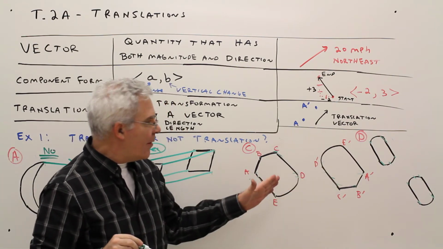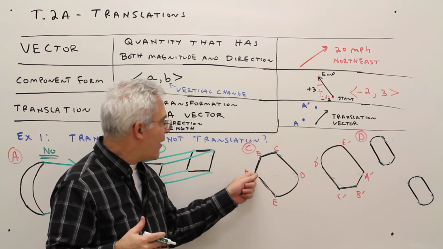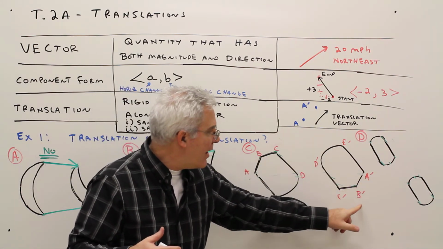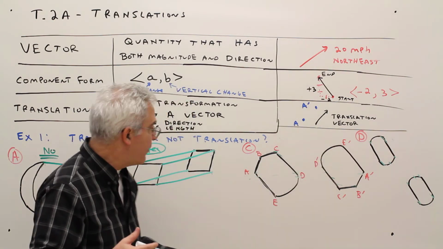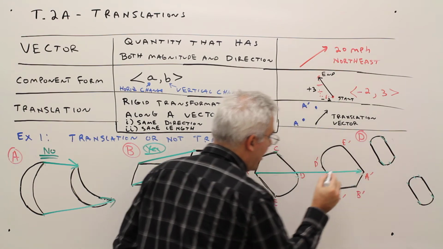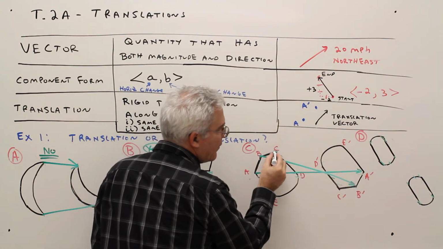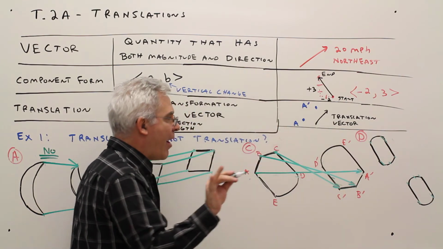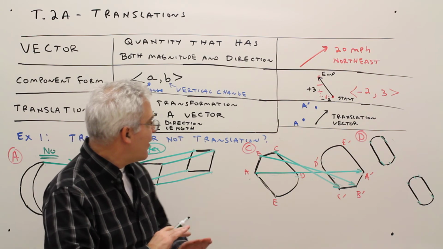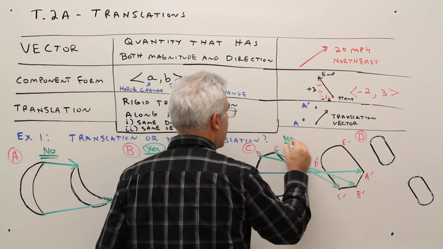Over here, I put some points on here just to make it a little bit easier to follow what's going on. So I called this A, B, C, D, E, even though there's some curvature. A prime, B prime, C prime, D prime, E prime. So if I connected from A to A prime, B to B prime, C to C prime, right away you can see totally different directions, different lengths. There's no way that it's going to be a translation.